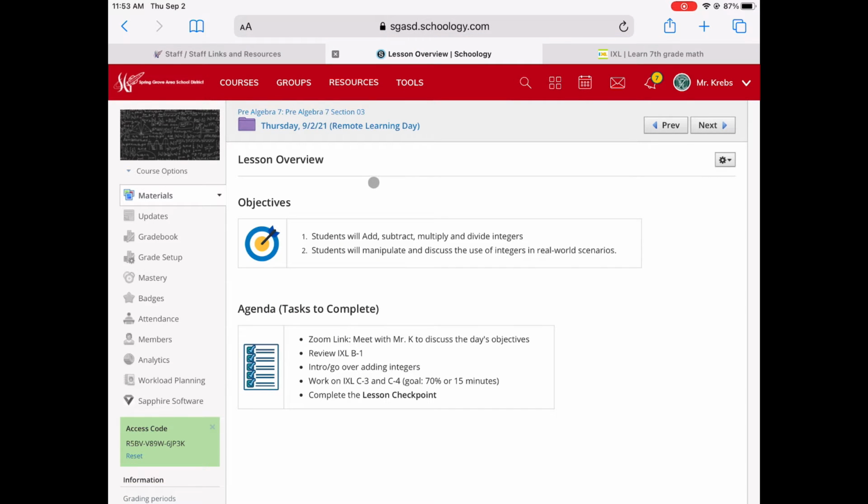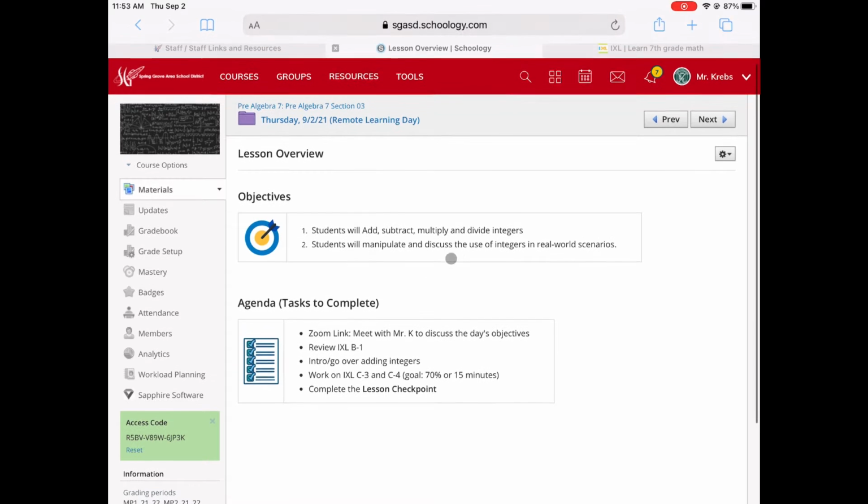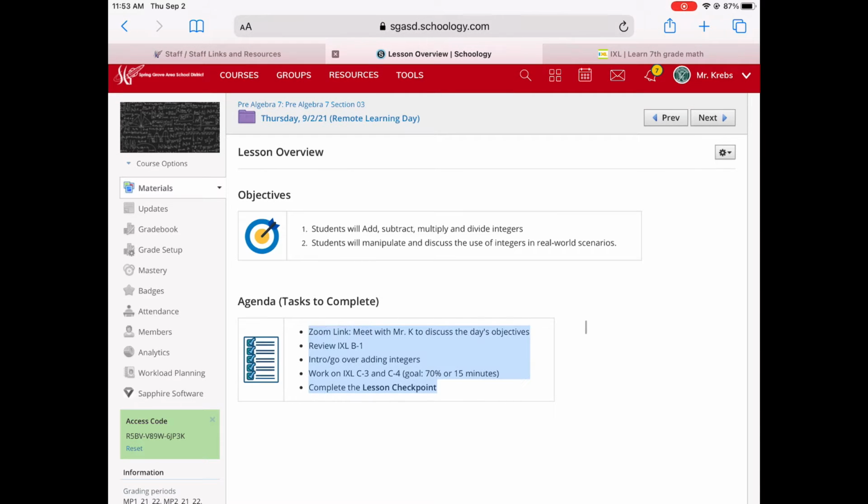If you go back to today's folder, there's going to be a lesson overview. The lesson overview gives you some objectives and an agenda, telling you what the day's objectives are. Here we are doing the Zoom meeting. We're going to talk a little bit about IXL B1, which was homework, and discuss a little bit adding integers. Then there are some IXL topics for us to discuss, and I'll show you some examples of those as well.